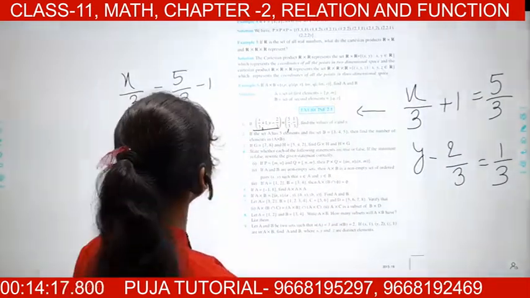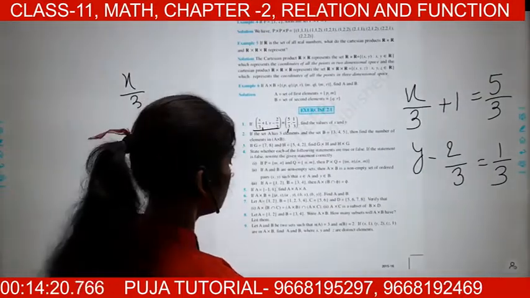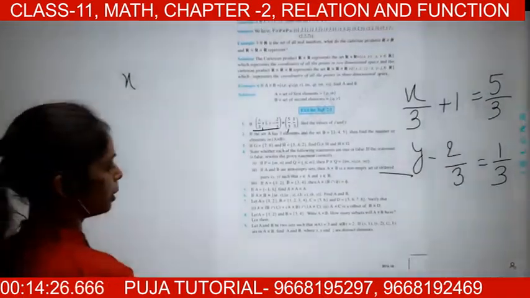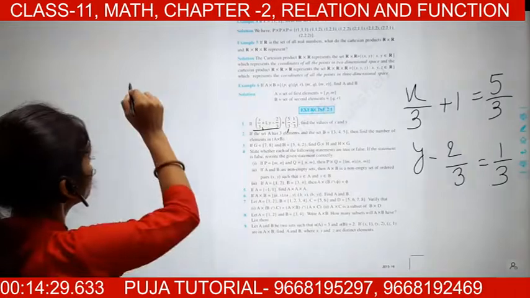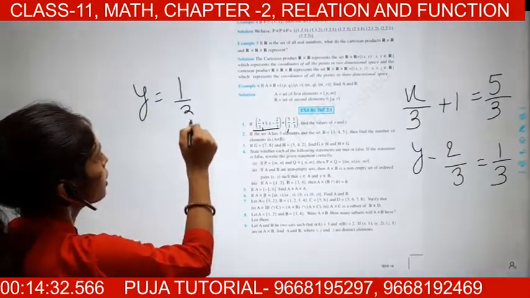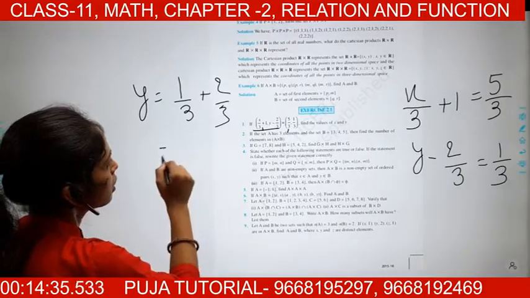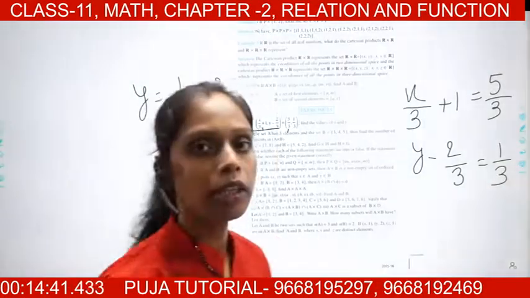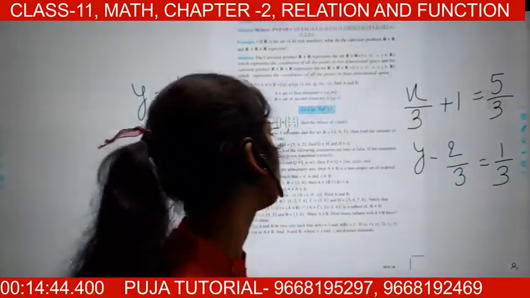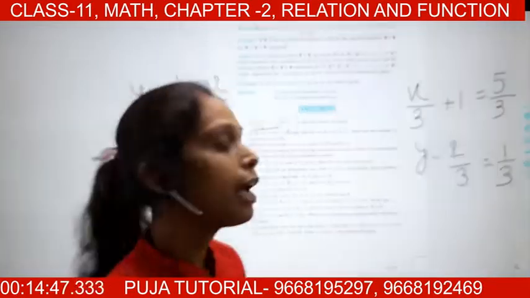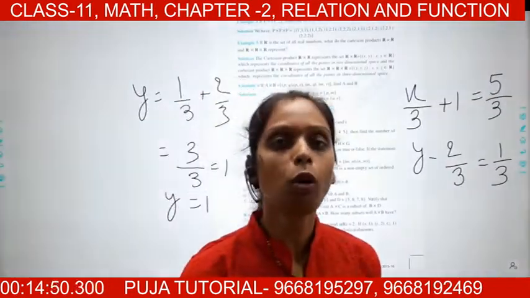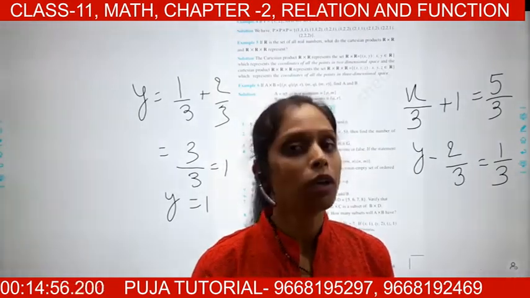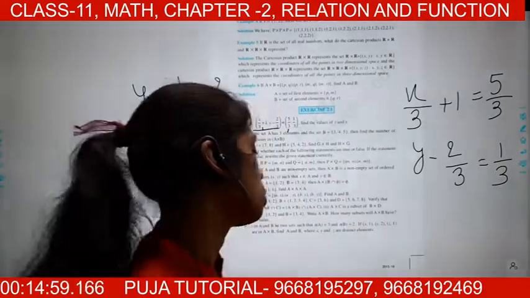And next one, how will we find y? Then y will be 1 by 3 plus 2 by 3, then 3 by 3 is equal to 1. Then y is equal to 1. So x is equal to 2 and y is equal to 1, because this is in the form of an ordered pair, and you know that the first element of an ordered pair belongs to the first set, and the second element of the ordered pair also belongs to the second set.